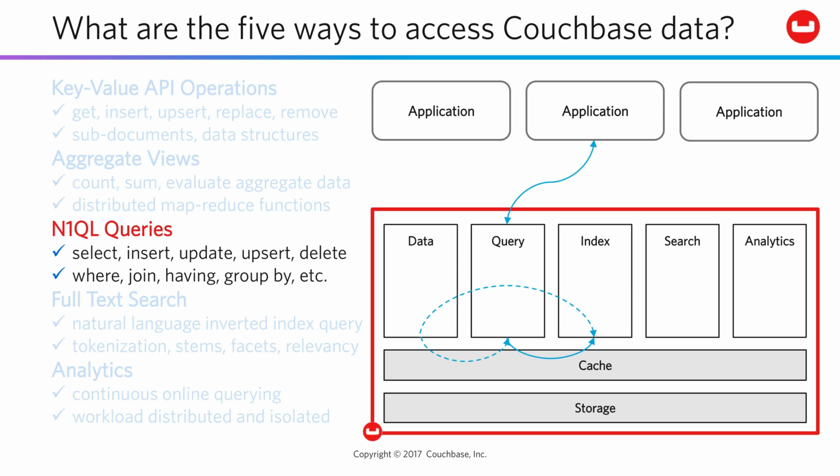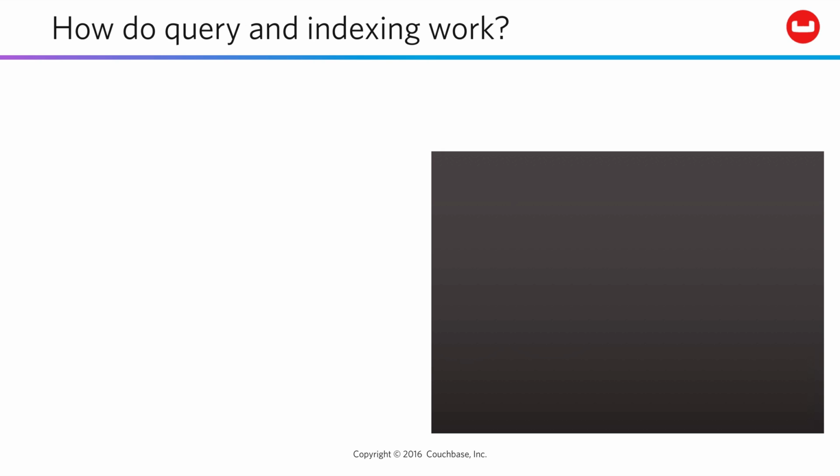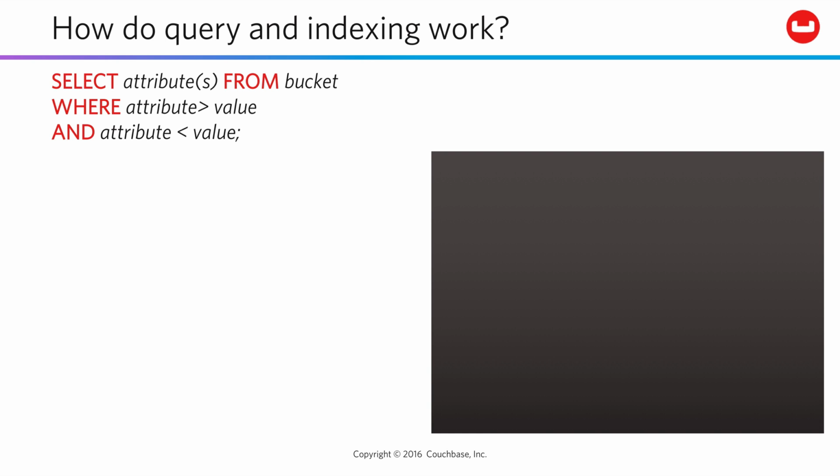Next, let's look at NCL queries. So NCL queries are SQL for JSON, Structured Query Language, SQL, however you prefer to pronounce that. It gives you the familiarity of SQL, coupled with the flexibility and scalability of JSON-based data models. So a NCL query looks very much like a SQL query. The difference is that you're querying document attributes within a bucket instead of columns in a table.